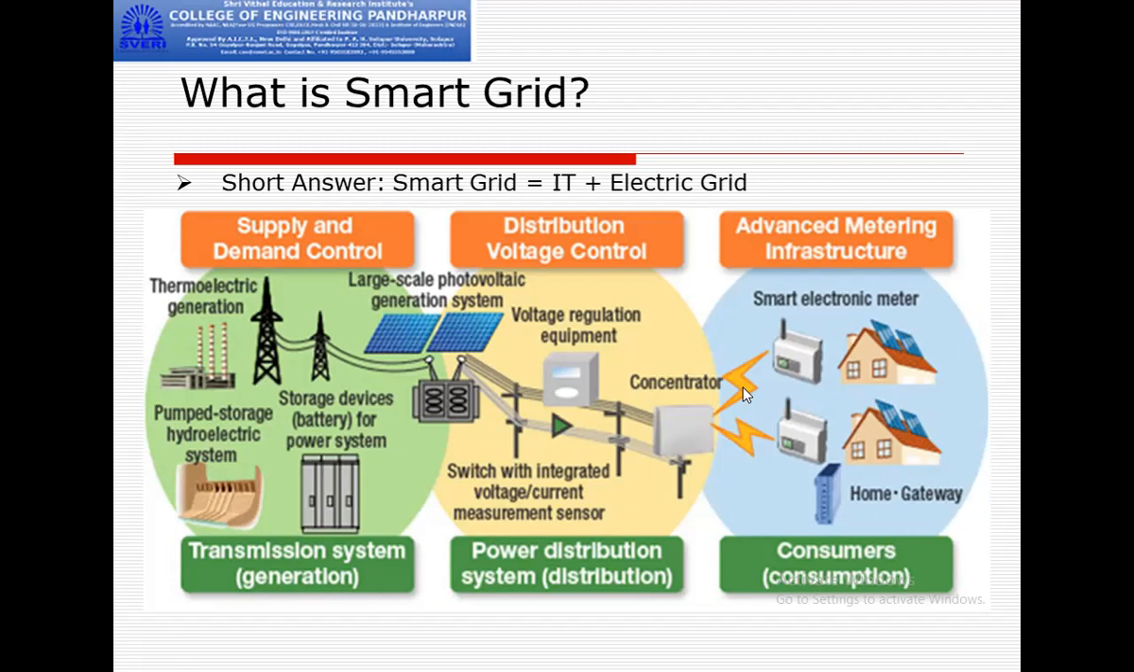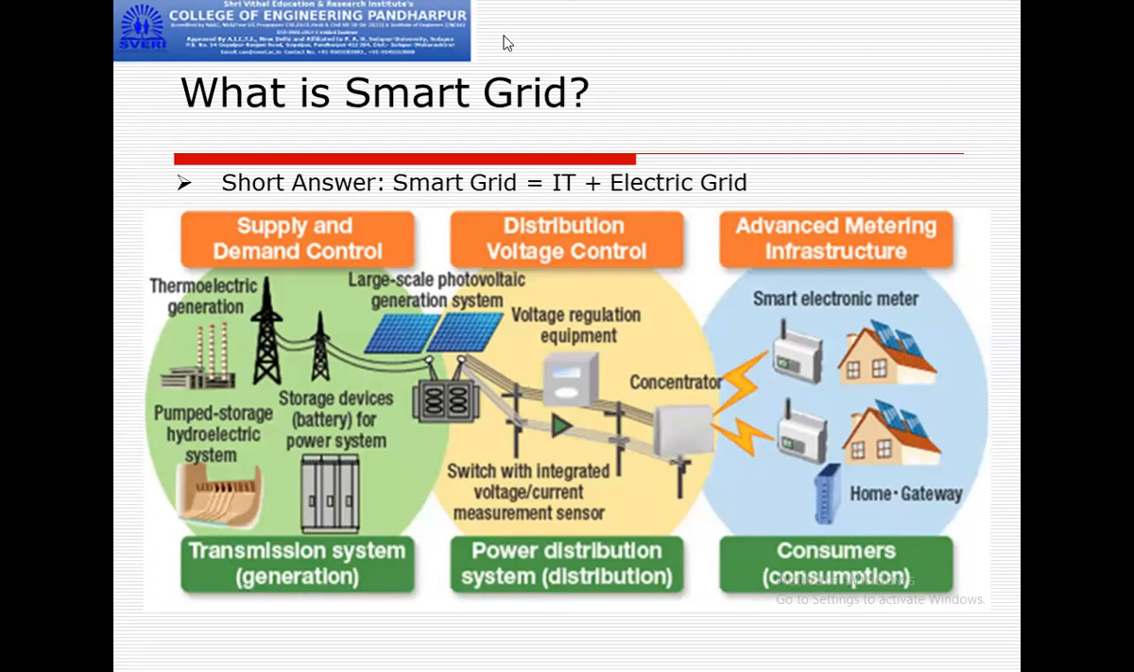After that, I will see the large scale photovoltaic generation system, solar, and voltage regulation equipment. What are voltage regulation equipments? How can you regulate the voltage? Anyone? Switch with integrated voltage current measurement sensor. Okay, I will tell you myself that voltage can be controlled with a capacitor bank. Also converters. Which type of converters? Rectifiers, inverters. Rectifier, AC to DC, inverter, DC to AC. Then concentrator, smart electronic meter.